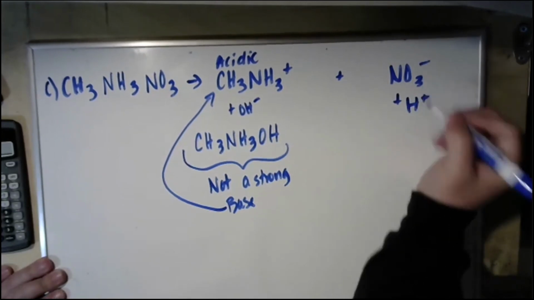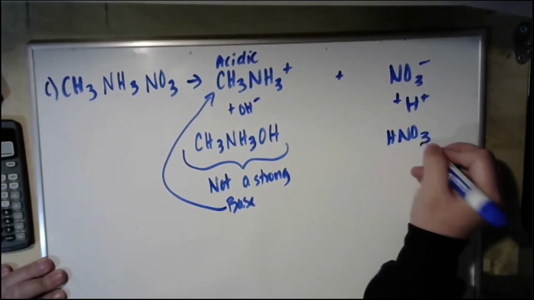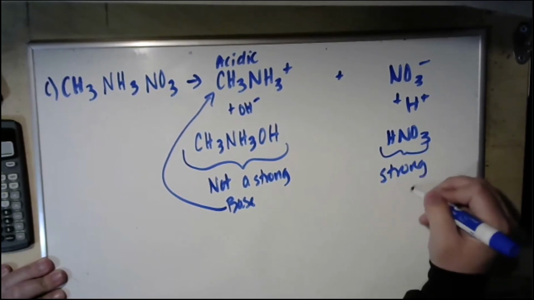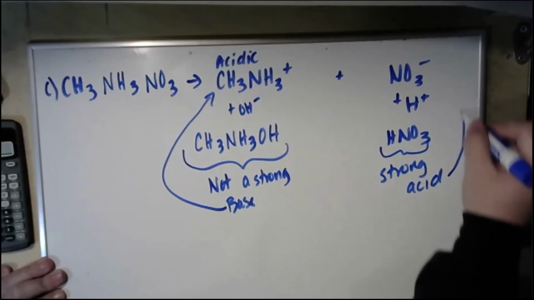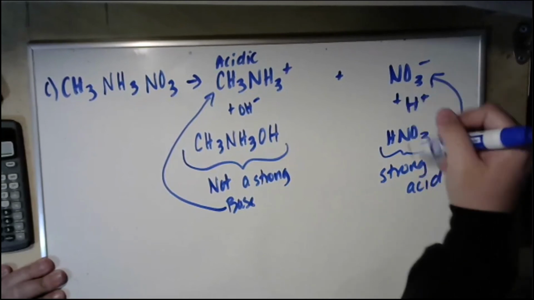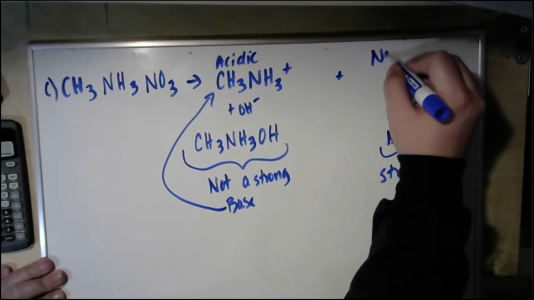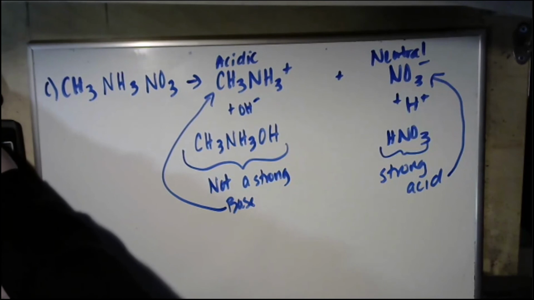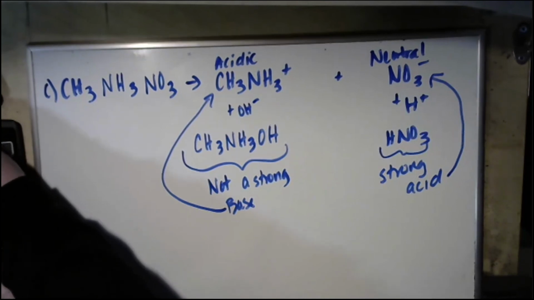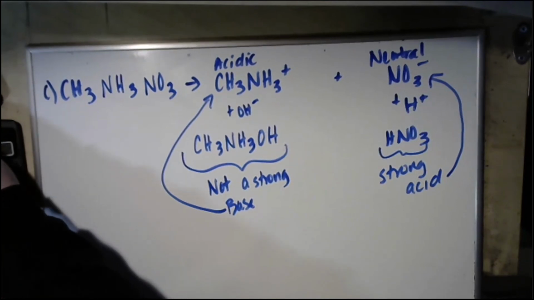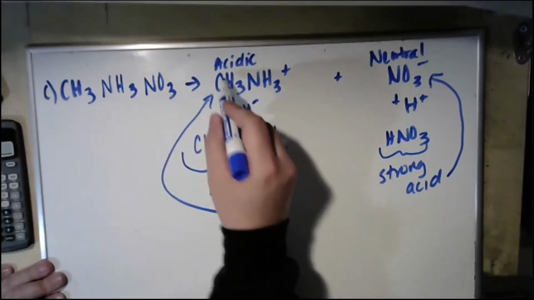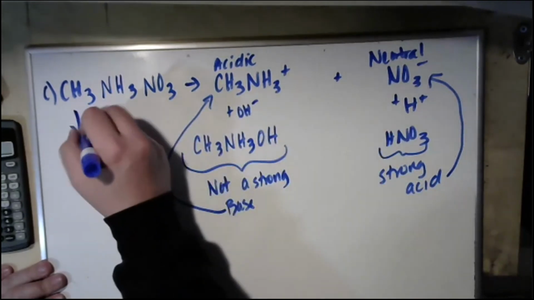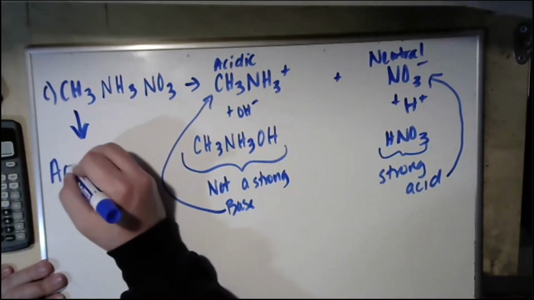If I add hydrogen ion here, I'm going to form HNO3. This is a strong acid. That means that the counter ion to that strong acid is neutral. So again, if I have an acidic cation and a neutral anion, acidic plus neutral is going to give me an overall acidic pH.